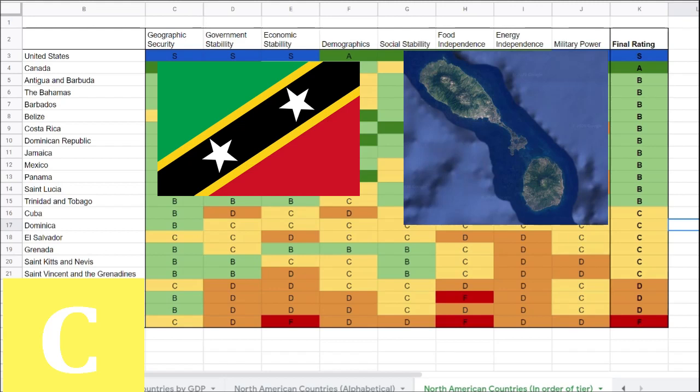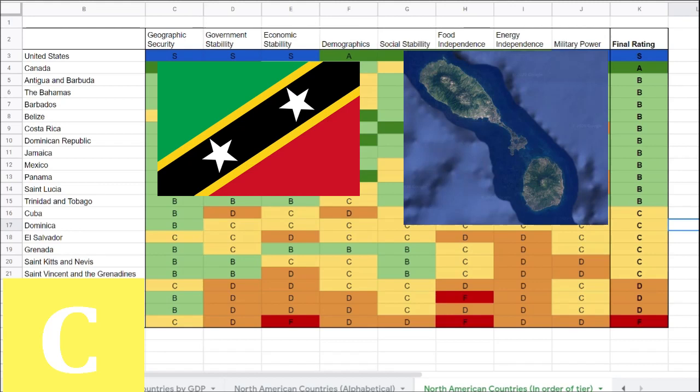But it is currently transitioning to a tourism-based economy, which is why it is a C-tier nation, because it has the potential to become better. Demographics is C, not much to say there. Social stability is B. It's a former British colony. Food independence is C. Yep, it sure is a Caribbean island. Energy independence is D, and its military power is D also, because it does not have a military. All put together, this is a C-tier nation.